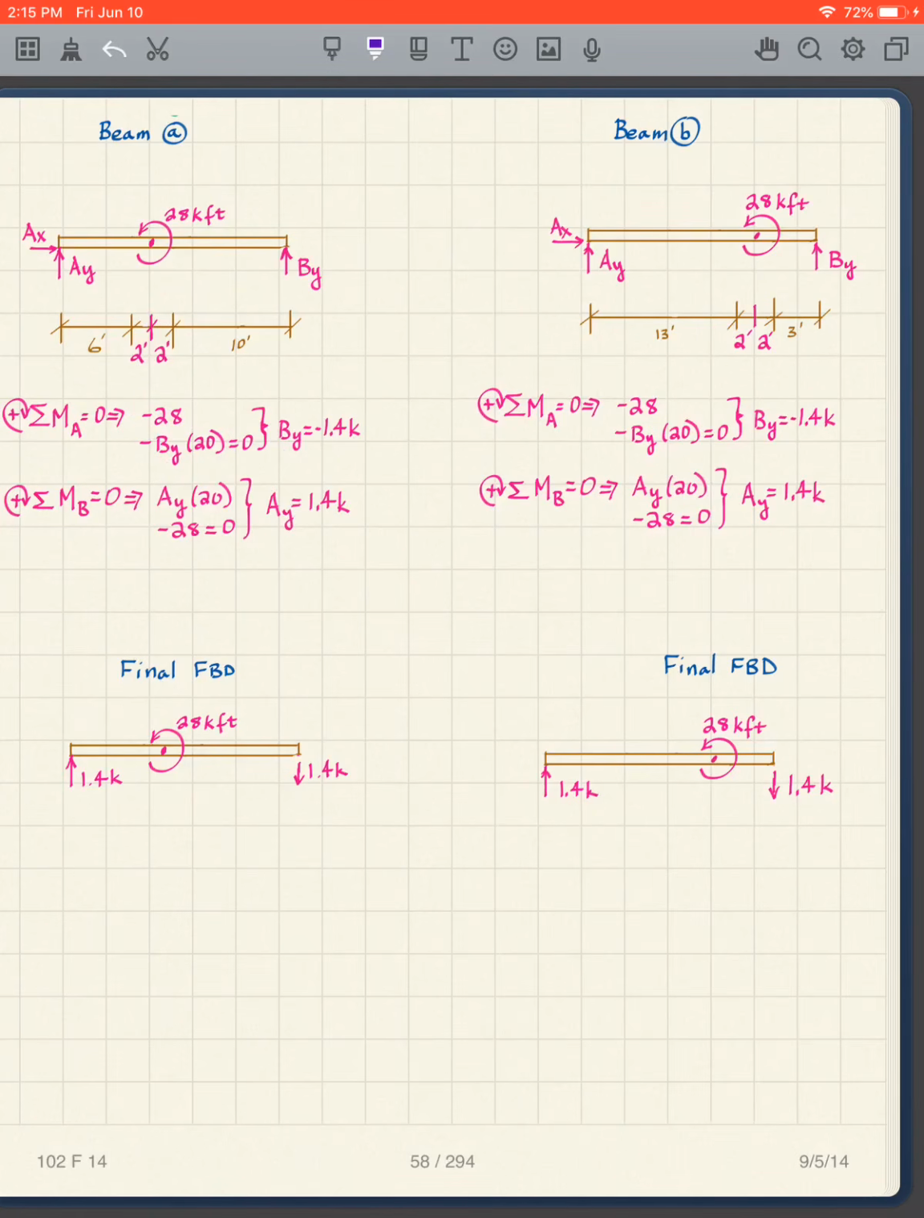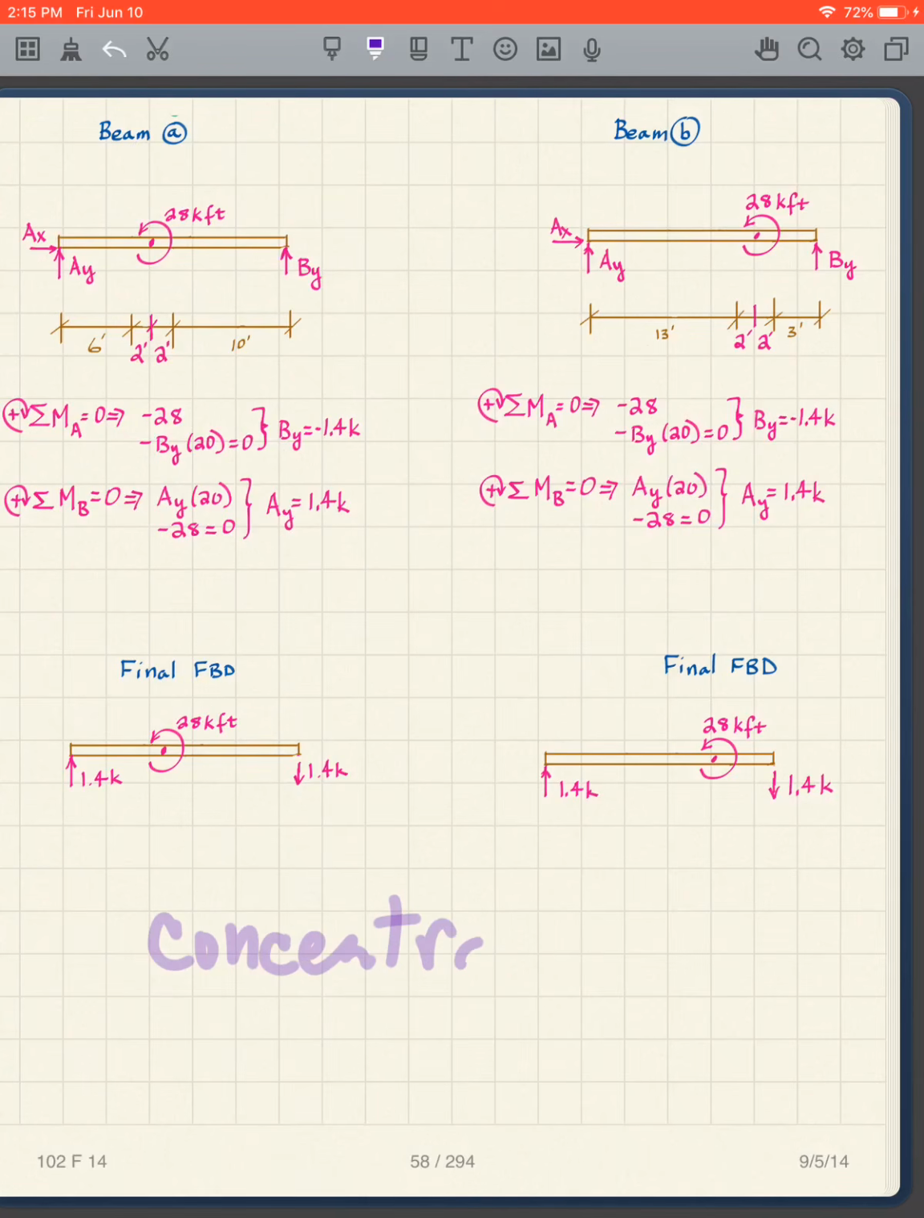Now similarly, point B, if I take moments about point B, then again, I still have the negative 28 here. It doesn't matter that it's to the left. All I'm paying attention to is the fact that it's counterclockwise, and that makes it negative, and then it's 28. And then I have the AY times 20. I still pay attention: that's a force, not a couple. We'll also call it a concentrated moment.